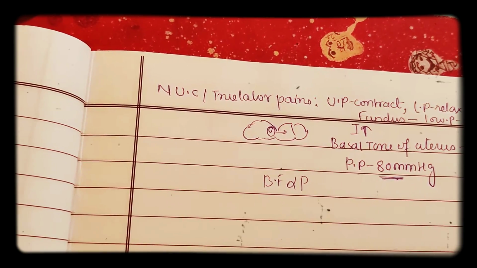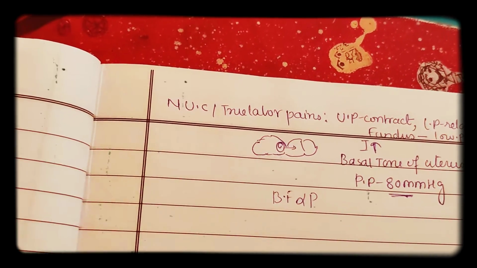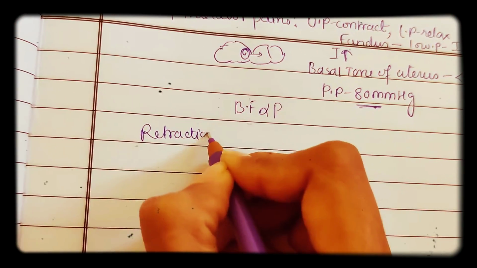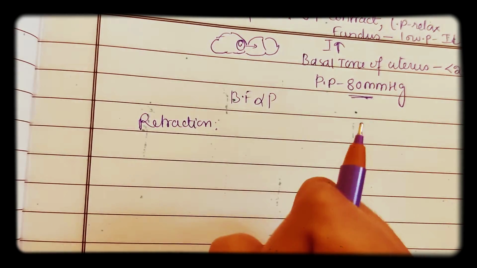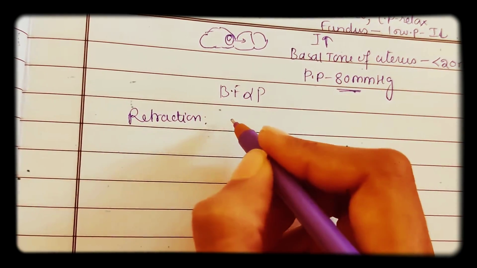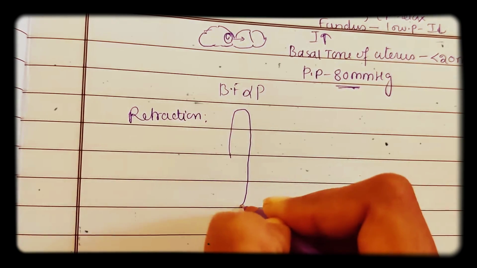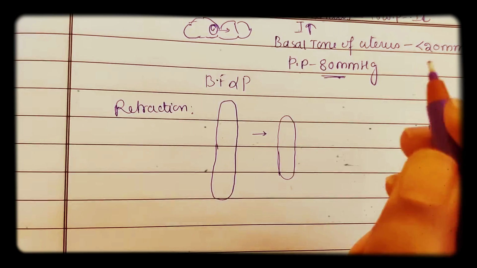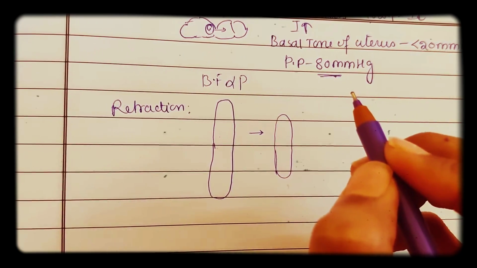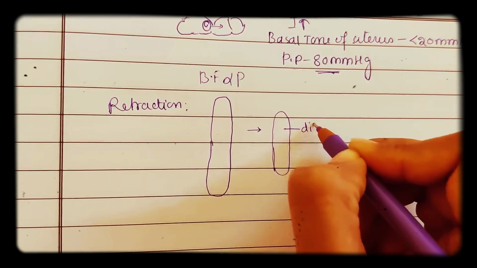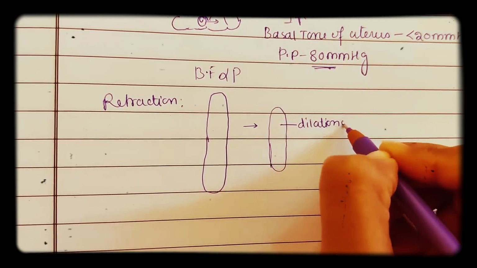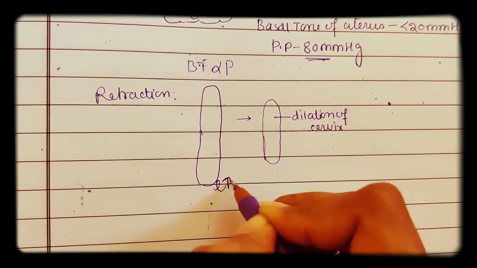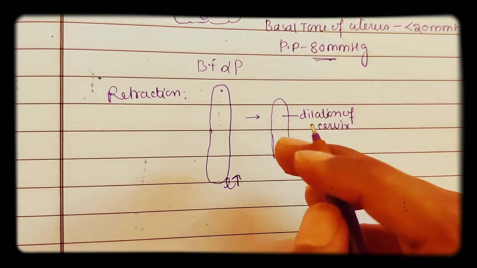Now coming to retraction. What is retraction? The uterine muscle fiber on relaxation becomes shorter than its original length. For example, this is a higher length; if it undergoes retraction, it will come to a shorter length, and it will lead to dilation of the cervix. You see, here the length is more, here the length is short, but it will lead to dilation of the cervix.